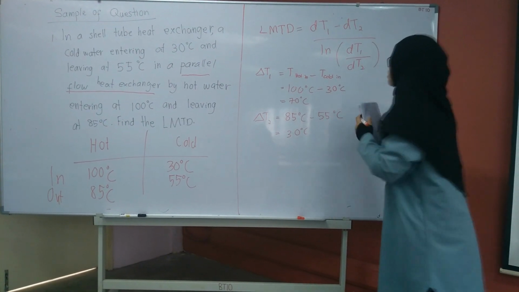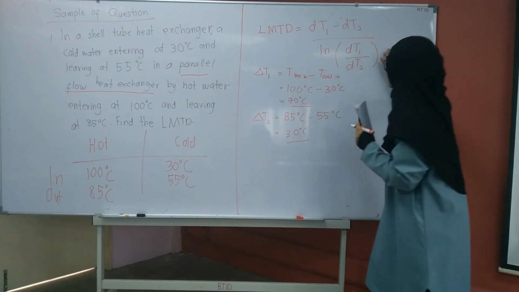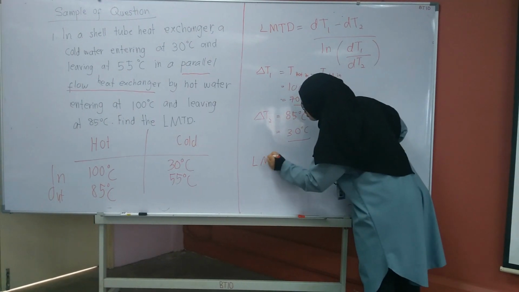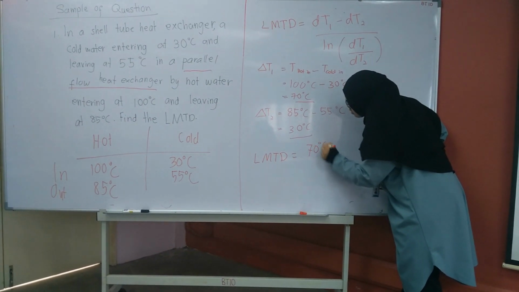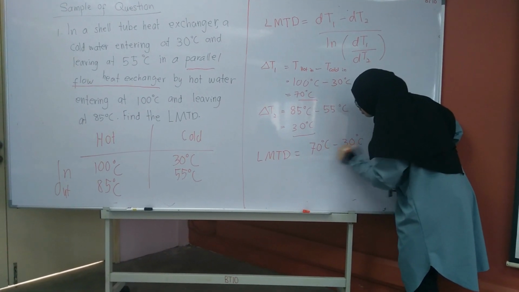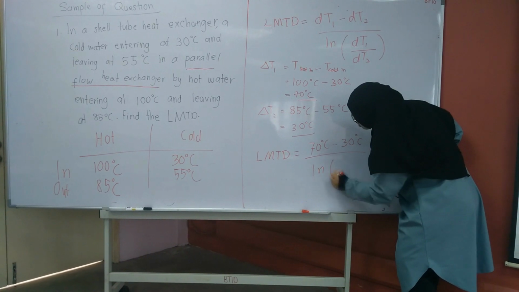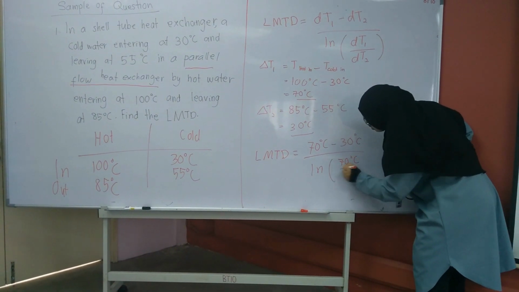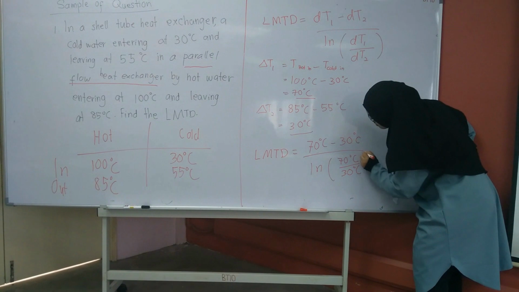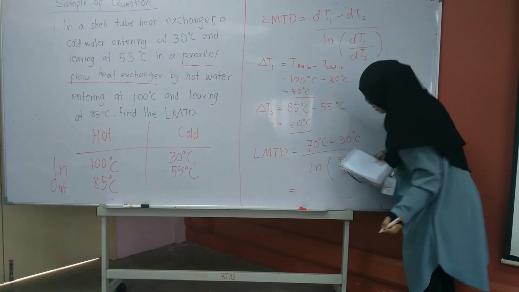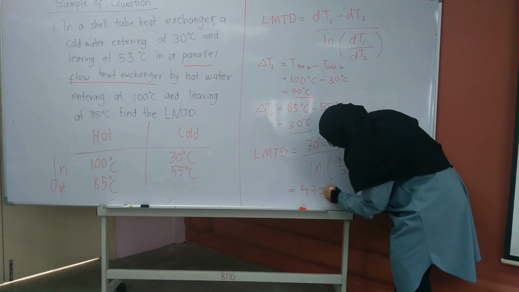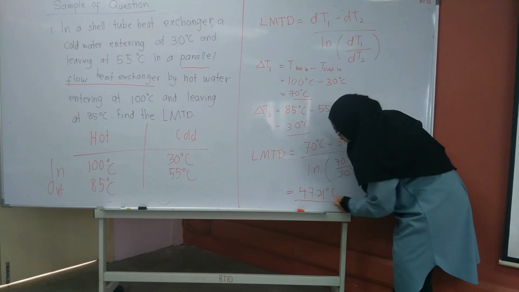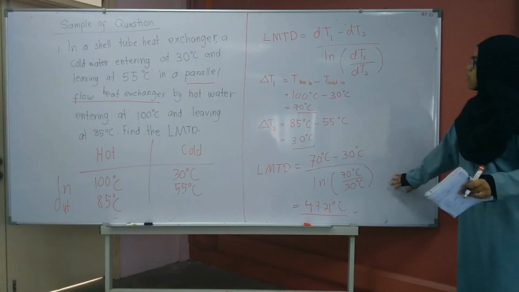So we need to substitute into the LMTD formula. LMTD equals 70 degrees C minus 30 degrees C divided by ln of 70 over 30. So the answer is 47.21 degrees. So this is the LMTD for the parallel flow heat exchanger.